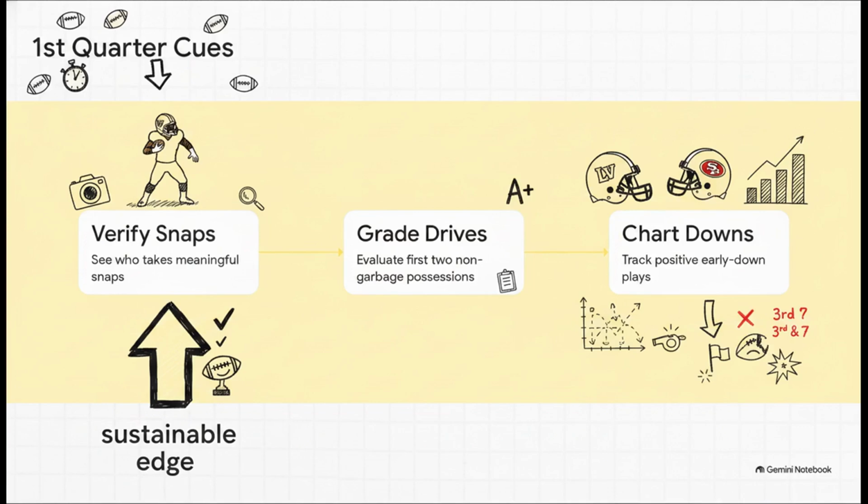A sustainable edge appears when a team creates positive early down plays, think efficient first down runs or clean play action throws, without relying on third and long conversions to bail them out. So the crucial point here is that early sacks, tackles for loss, procedure penalties, and constantly facing 3rd and 7s are massive predictive warning signs. They tell you way more about an offense's structural health than one broken play long completion ever could.